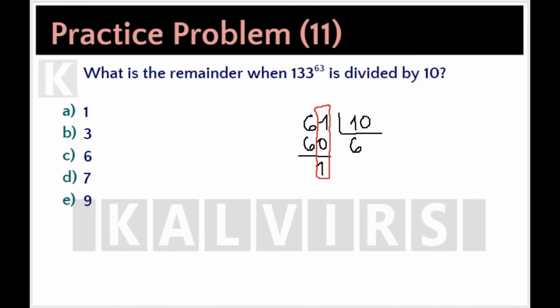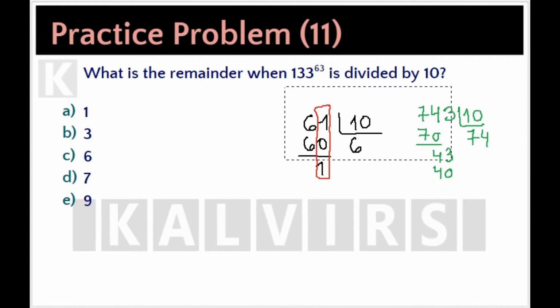I pick another number, for instance, 743 divided by 10. 74 and remainder 3, the unit digit again. Now, when a number is divided by 10, the remainder is always the unit digit of the number. It means that we need to find the unit digit of the power shown above to get to the answer.